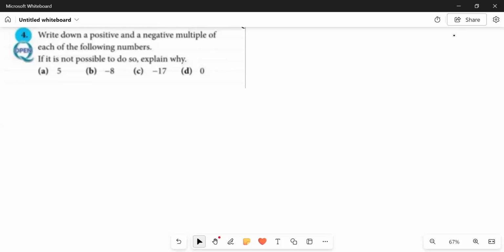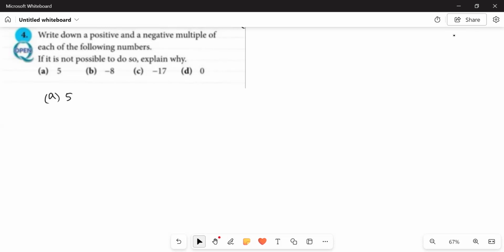Now question number 4. Write down a positive and a negative multiple of each of the following numbers. Part A. What are multiples? Multiples are the numbers we get when we multiply an integer by a whole number.